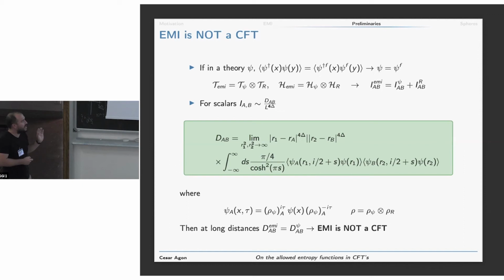I didn't follow that. Why does it factorize? Just because it's a free theory, and that cannot be correlated with any other field in the theory. I think that's correct.